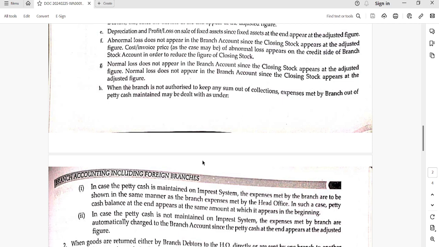If it is maintained under the imprest system, then for the branch expenses made by the head office, whatever the journal entry regarding the branch expense made by the head office, the same is to be recorded by the branch also. In such a case, the petty cash balance appears in the same amount at which it appeared in the beginning. So petty cash opening balance and closing balance will be the same.